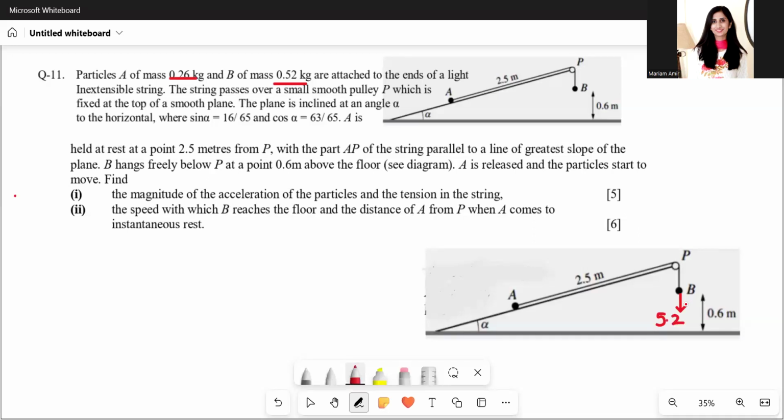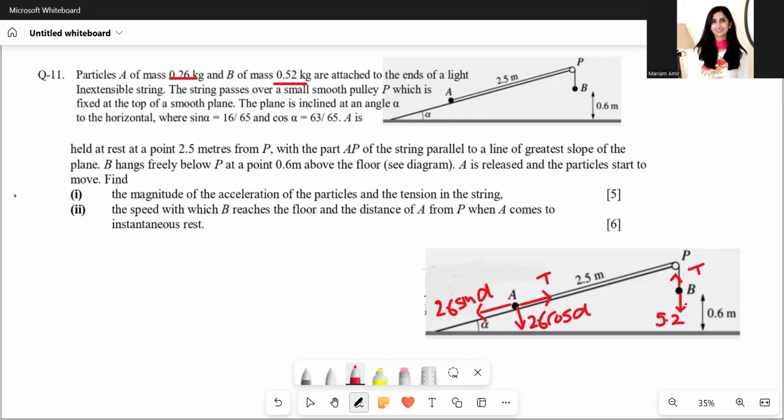For A, the weight would be vertically downwards, but we will be resolving it into components. This component would be mg cos theta. Here mg would be 2.6, and the angle is alpha. Similarly, this downwards force is mg sin theta, so that's going to be 2.6 sin alpha. With respect to A, tension will be outwards. With respect to B, tension will be upwards, since tension always points away from the object.